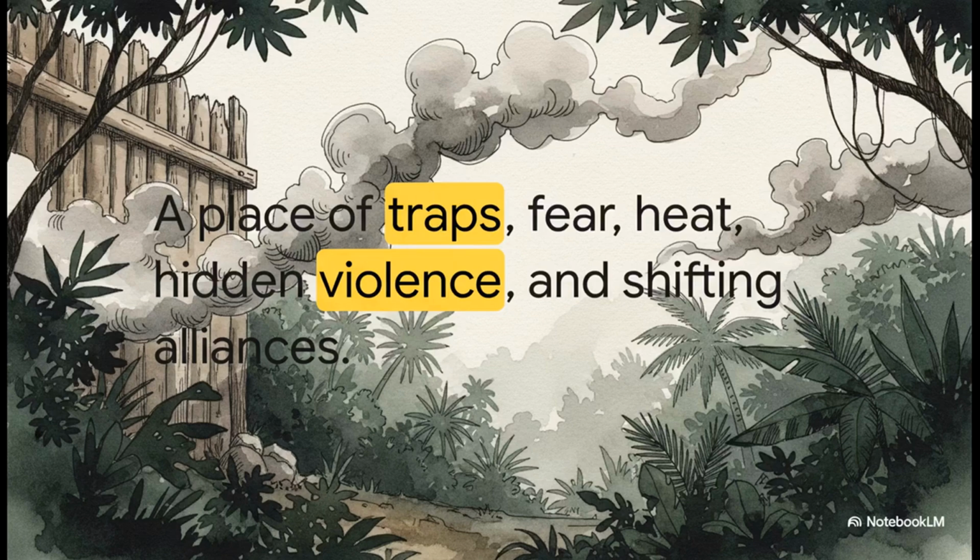It's a place of traps, fear, sweltering heat, hidden violence, and constantly shifting alliances. The loyal crew and the mutineers violently split. They end up barricading themselves in this old wooden stockade amidst choking musket smoke and actual cannon fire. Jim has to take massive life-threatening risks, sneaking away, cutting the ship adrift, and trying to navigate this damp, feverish, and deeply hostile environment all on his own.